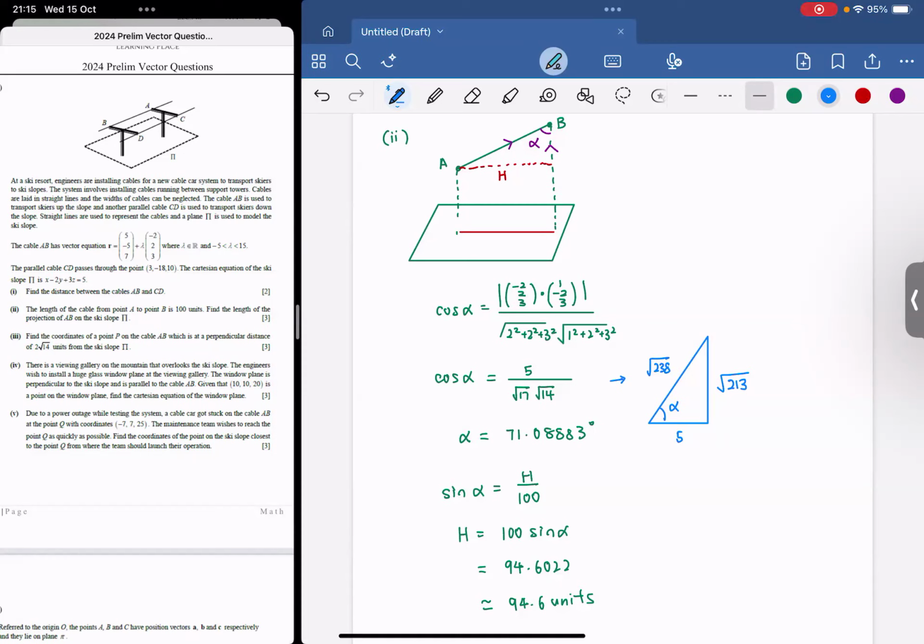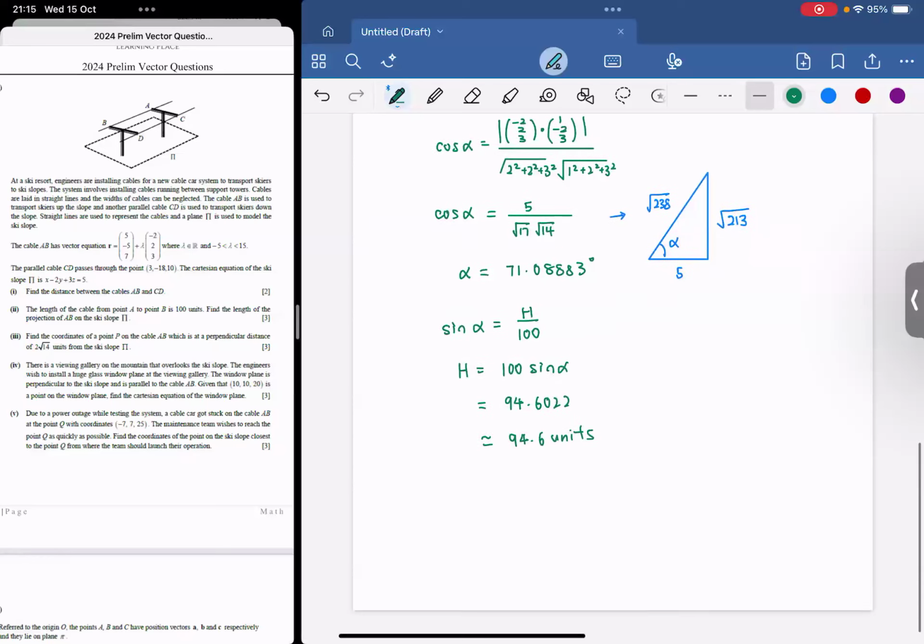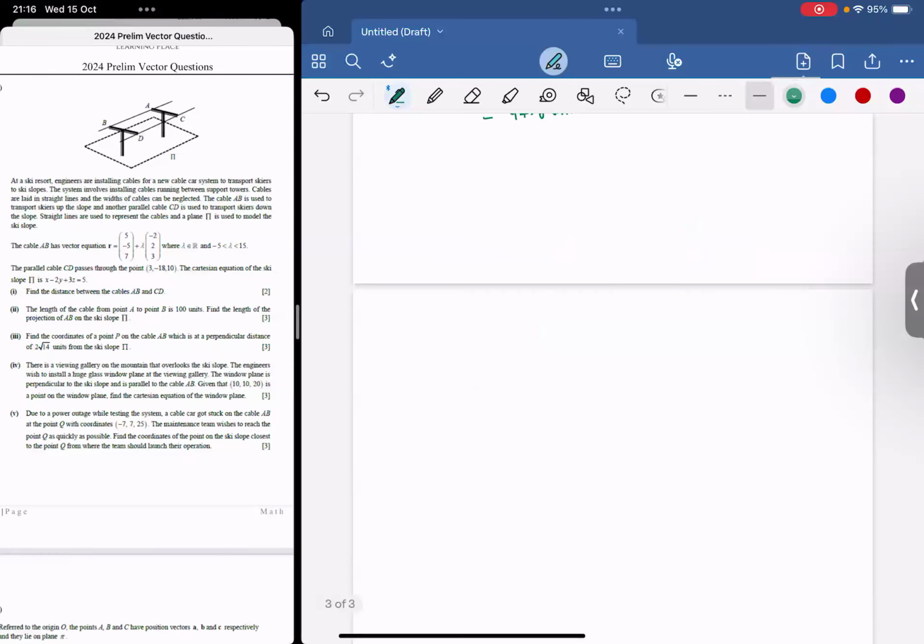Okay, so far okay. Next. Part 3. Oh my goodness, 15 minutes to go through 3.